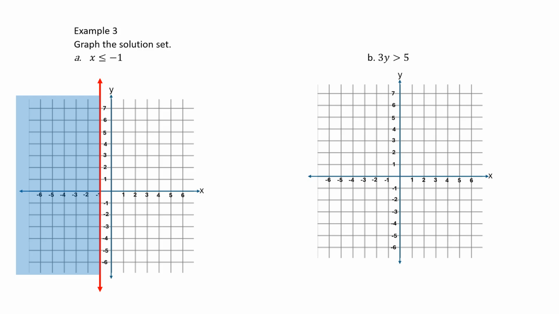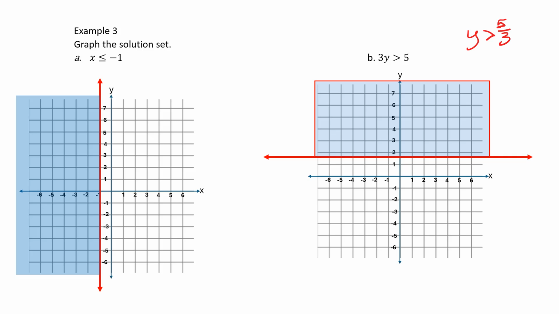The next one, 3y is greater than 5. You want to get y by itself, and you've got y is greater than 5/3. Y equals 5/3 is going to be a horizontal line that goes through 5/3. And I should have made that a dotted line because that should not be part of the graph, because this is strictly greater than 5/3, not equal to 5/3. So you would want to make that a dotted line. And of course, all the points that have a y-coordinate greater than 5/3 will be above the line. So let me just make that a dotted line.